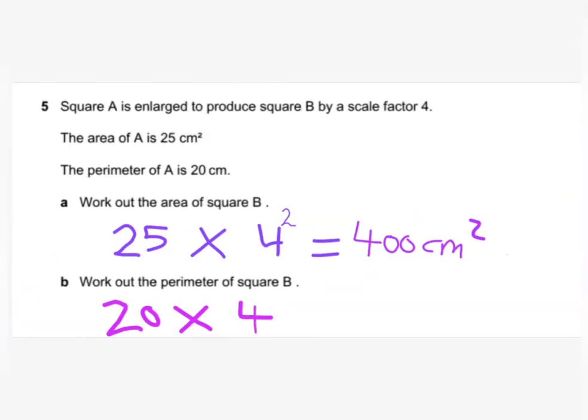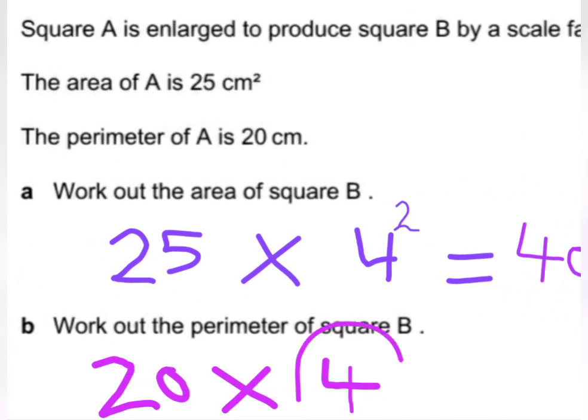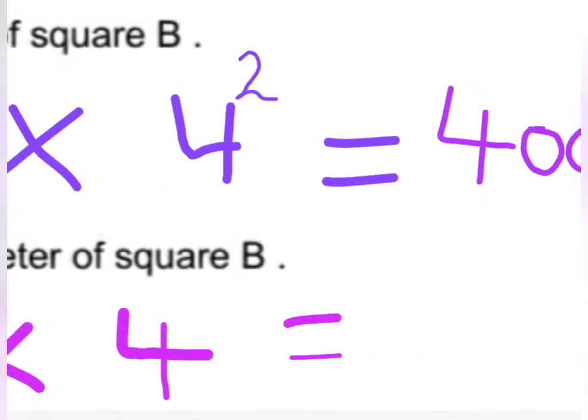And because the perimeter doesn't have any square on it, we don't put anything on the factor. We leave it the same. And we multiply the old perimeter or the perimeter of the small shape with the factor or the enlargement factor. Now 20 times 4 is what? Very good. It's 80. Now we write the answer here.